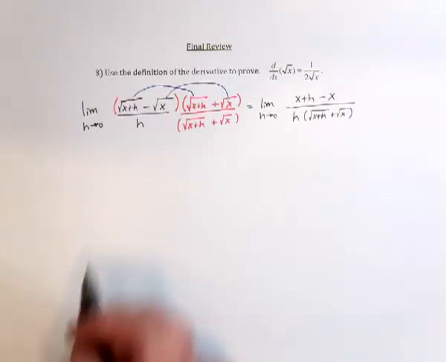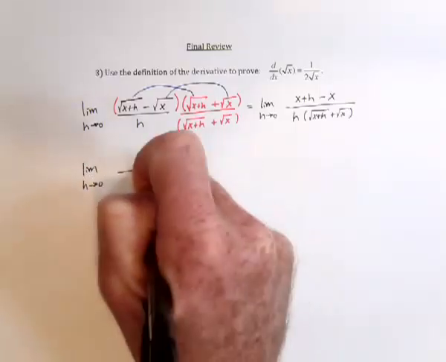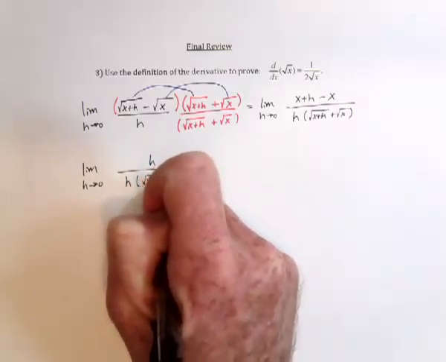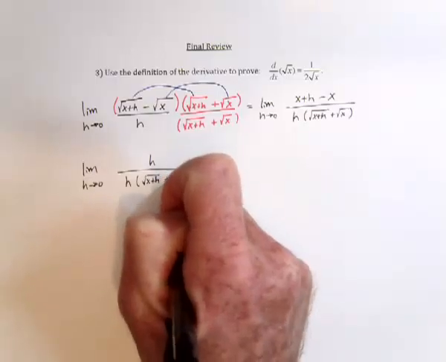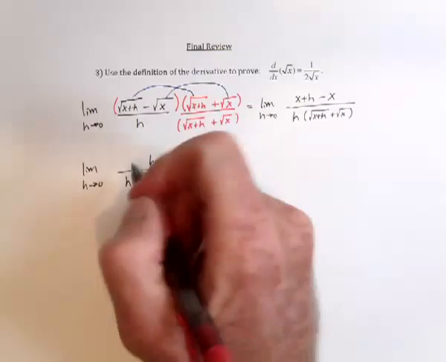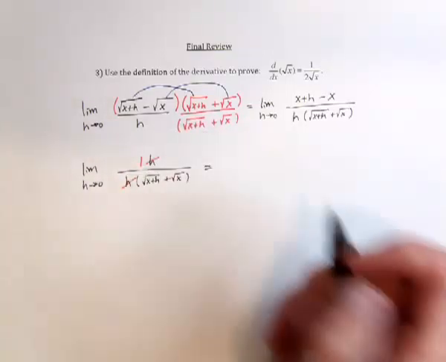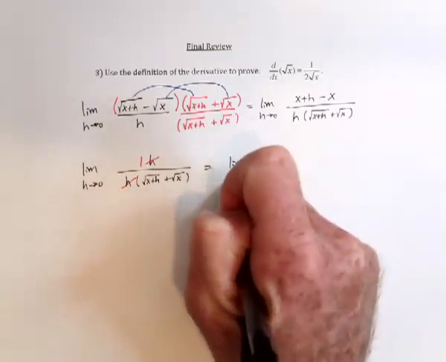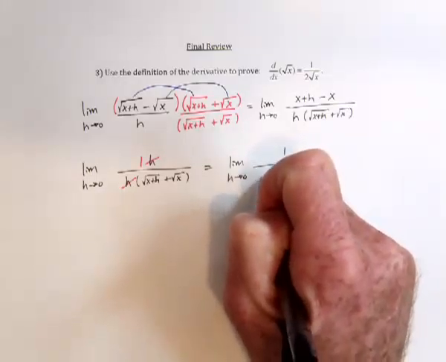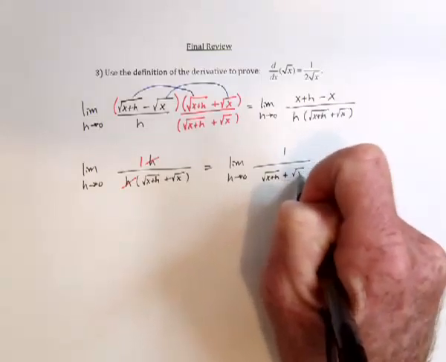Now the x's cancel, and we just have h in the numerator. And we can now have h divide into h one time. So it's the limit as h approaches 0 of 1 over, and then for the denominator it's just the square root of x plus h and the square root of x.